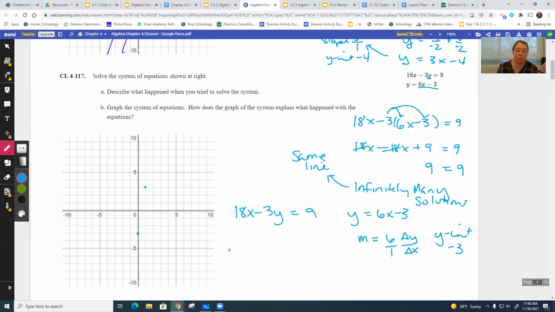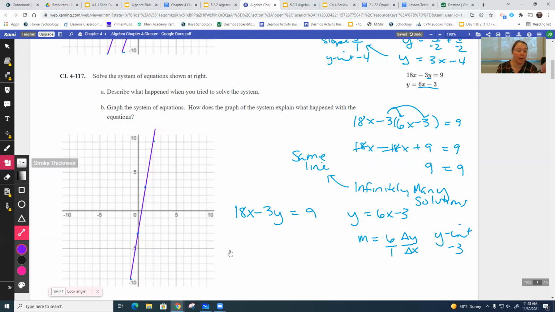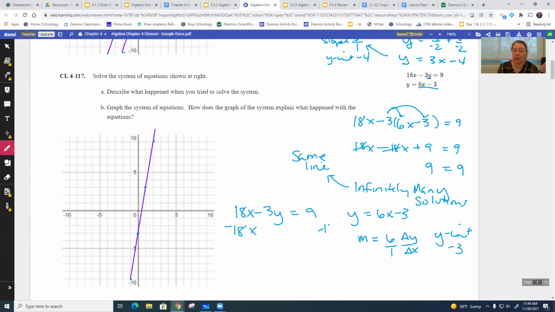Let's see if I can get another one. 1, 2, 3, 6, and over 1. And then here I'm going to go down 6, 1, 2, 3, 4, 5, 6, and back 1. And let's draw a line through here. Okay, there's my first one. I should expect that when I rewrite this one, that it should equal the same thing as this one. So if they coincide, if they're the same line, you should have the same equation when I rewrite it.